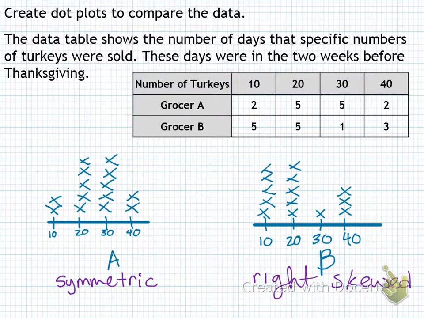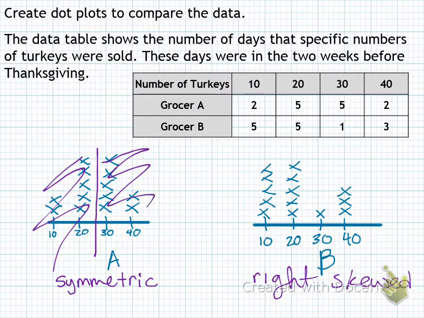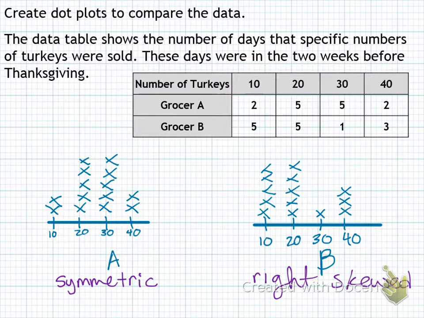Okay, so A is symmetric. That means when I cut it down the middle, I have a mirror image. The mean and the median are both equal to 25. So that means the grocery store A sold less than average. This purple line would be the average. So they sold less than average on half of the days and more than average on half of the days.